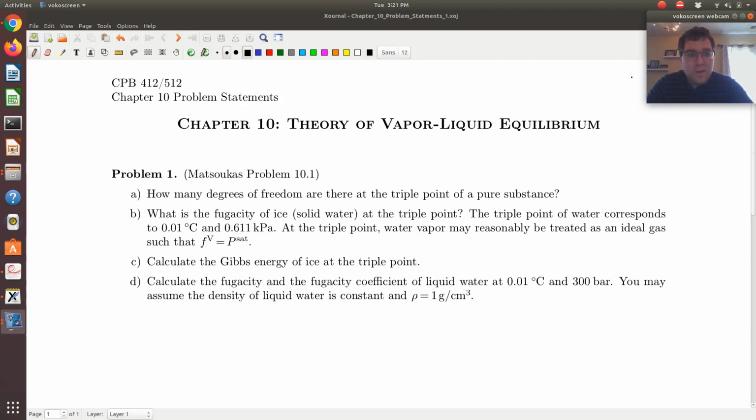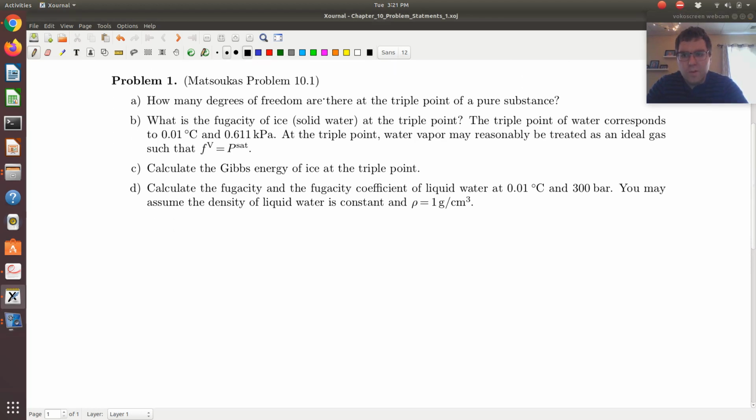Let's start by taking a look at problem 1 from chapter 10. So here we go, this is 10.1 from the course text. Trying to scroll the page down a little bit. So A, how many degrees of freedom are there at the triple point of a pure substance? Okay, well, that's a good question.